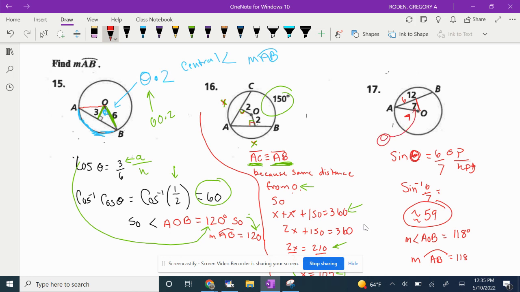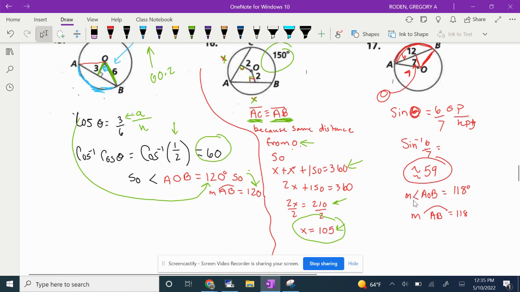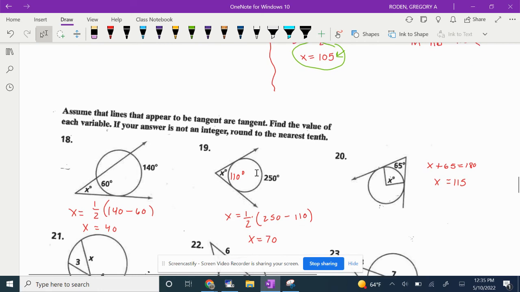And remember, to find the entire arc, we need the entire central angle. So we know the measure of angle AOB is 118. So the measure of arc AB is also 118. And that's how we did that one. And obviously, guys, ask questions tomorrow or Wednesday, and we can definitely go over it.